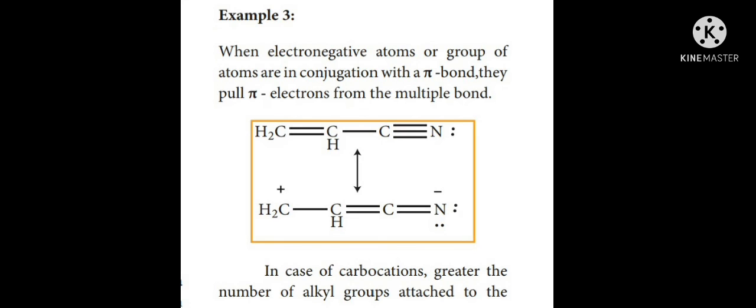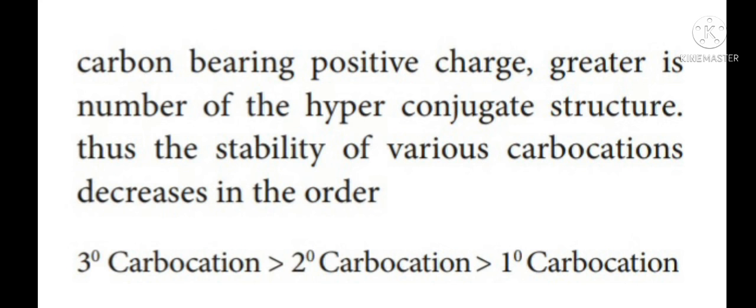Consider example 3. When electronegative atoms or groups of atoms are in conjugation with a pi bond, they pull pi electrons from the multiple bond. In case of carbocation, the greater the number of alkyl groups attached to the carbon bearing the positive charge, the greater will be the hyperconjugate structures. Here, tertiary carbocation is greater than secondary carbocation, which is greater than primary carbocation.